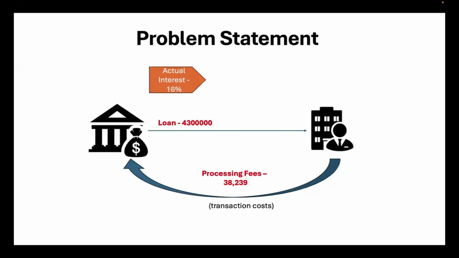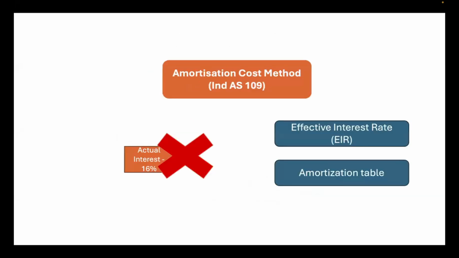In accounting standards, we expense the processing fees directly into the P&L. But now in Indian accounting standards, those applicable to listed companies or companies having net worth of more than 250 crores have to follow the amortized cost method. In this case, they have to calculate the effective interest rate and prepare the amortization table.